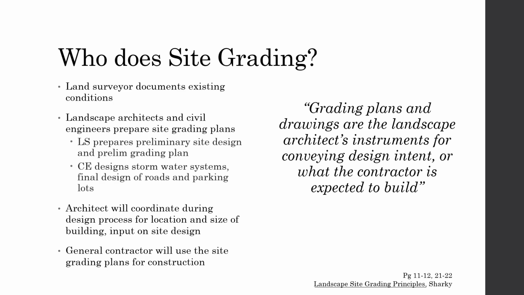Typically, now not always, all right, but typically the landscape designer will prepare that preliminary site design and a preliminary grading plan. The civil engineer will take that and work on the details of the stormwater systems and especially the final design of roads and parking lots. The architect is involved as well. They will coordinate between these different professionals during the design process and also have input on, of course, the location and size of the building and input on site design. Finally, the general contractor will use the site grading plans for construction.